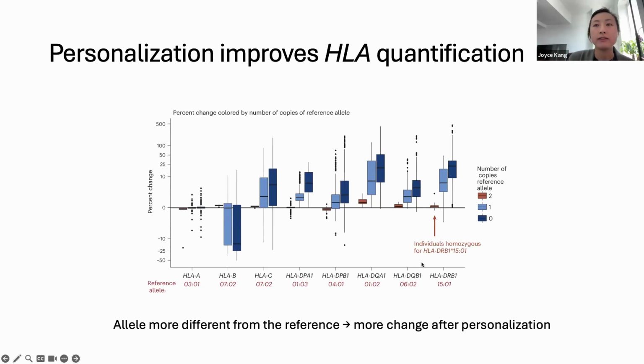You can see that for individuals homozygous for the reference allele, when we personalize the reference, their HLA expression doesn't change very much, as you would expect, because their allele already matched the reference. However, for individuals where we added new personalized sequences to the reference, you can see that their HLA expression estimates actually change with the improved pipeline. For some individuals, even more than 50%, for people whose alleles are very different from the reference.